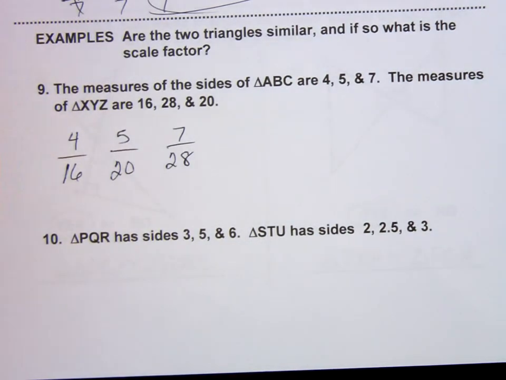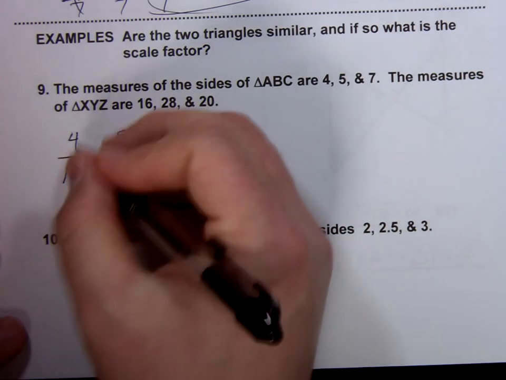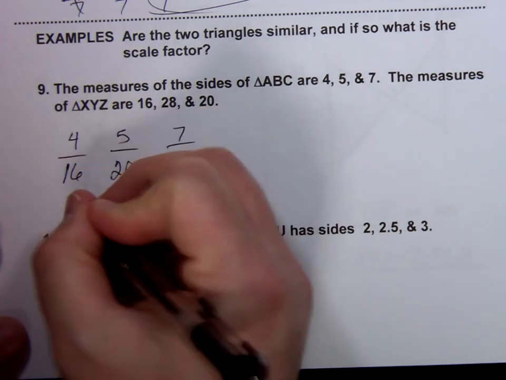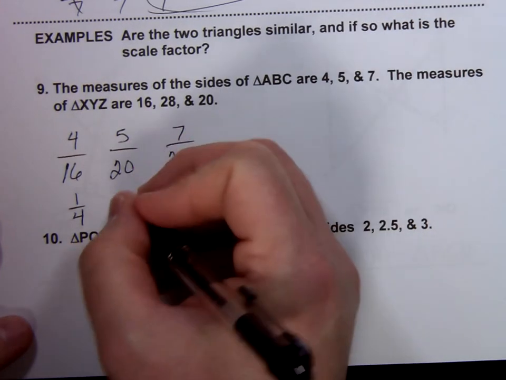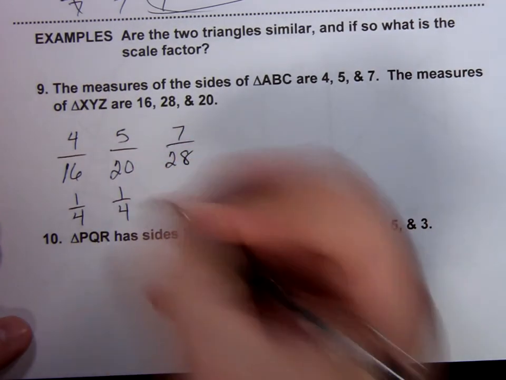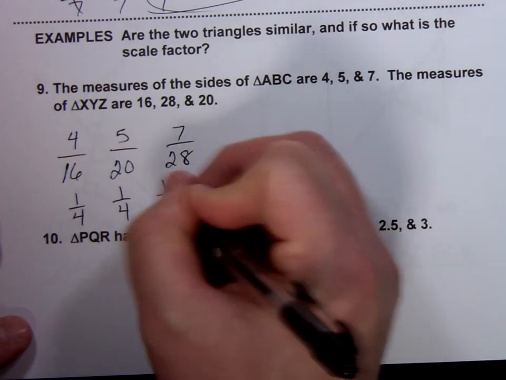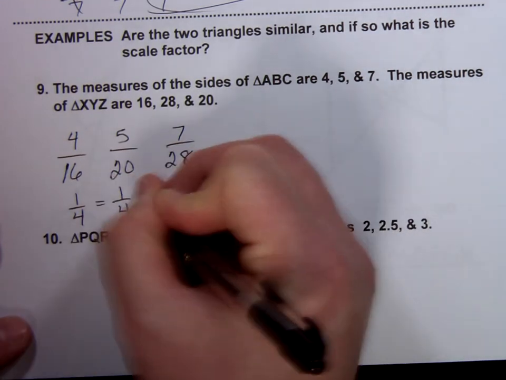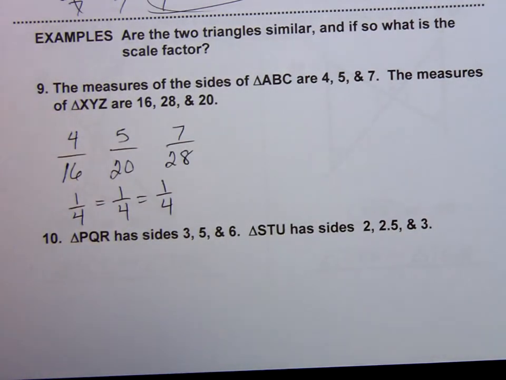Alright, we want to reduce and see if these are all equal to each other. 4 and 16 are both divisible by 4, so that would reduce to 1/4. 5 and 20 are both divisible by 5. 7 and 28, both divisible by 7. These all reduce to 1/4. So these sides are all proportional. So by side, side, side similarity, I know that these triangles are similar.